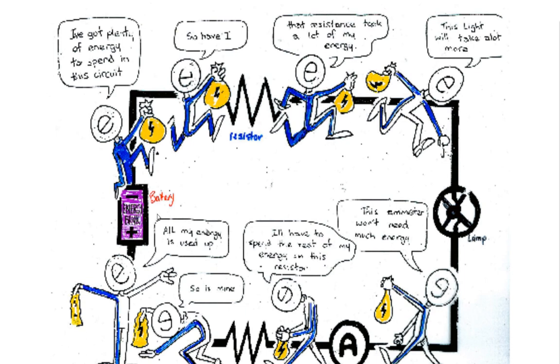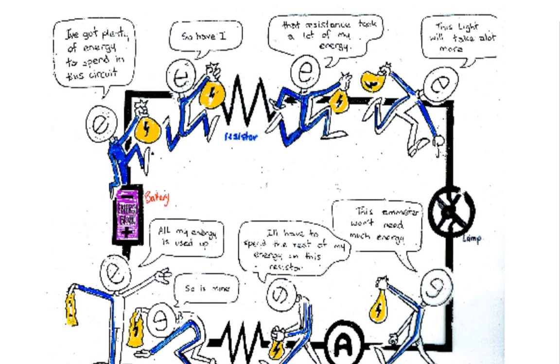And voltage is the energy that is gained or lost by those electrons. So how much energy those electrons pick up in the battery, or how much energy is lost when they go through something like a resistor or a lamp.